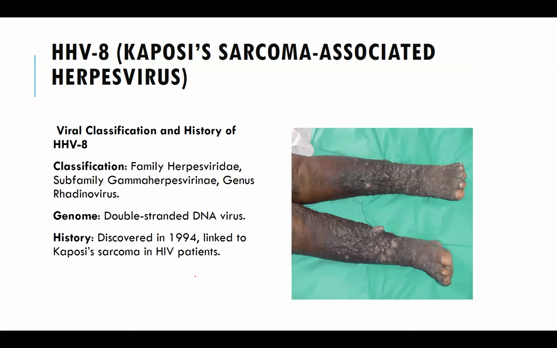So we go to human herpes virus number 8, also called the Kaposi sarcoma associated herpes virus. So this one still belongs to the gamma family. No, sorry, this one's supposed to be the beta family. It is, it is the gamma family. Yeah. And then it also has double-stranded DNA, first described in 1994, and it has been linked to HIV.